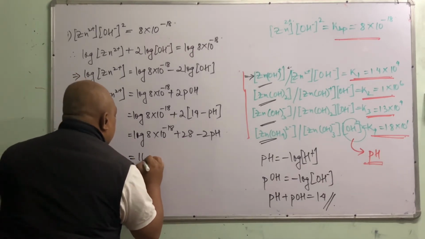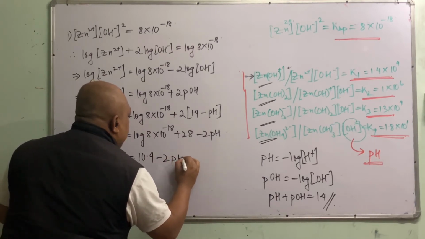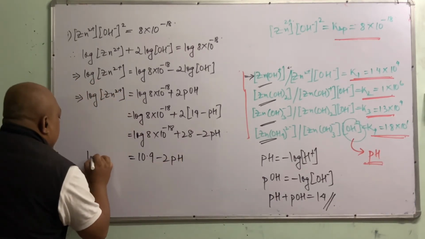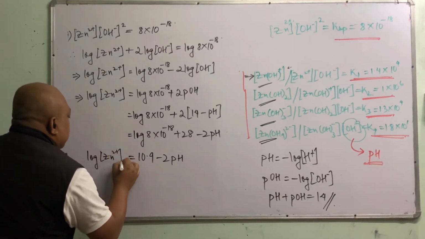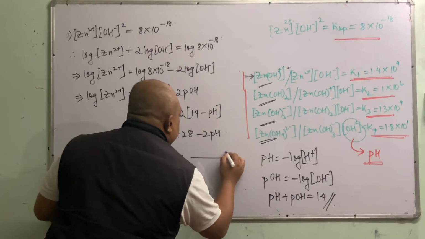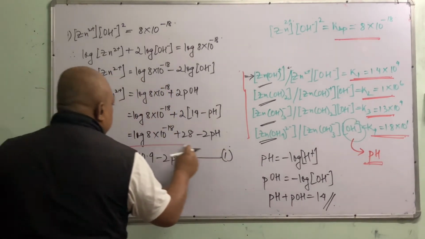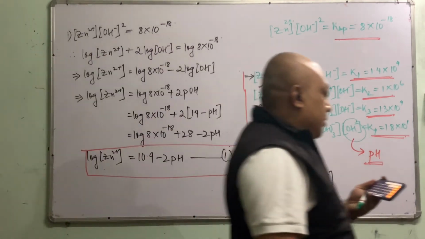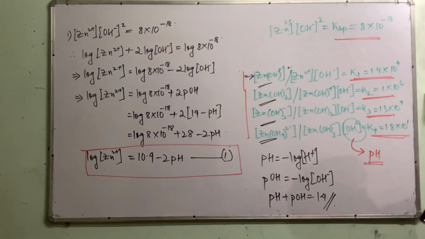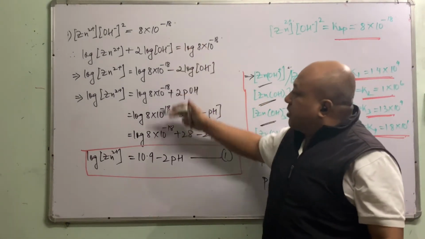It's equal to 10.9 minus 2pH. Log of Zn2+ is 10.9 minus 2pH. This is equation number 1. Please have a look. Now, firstly, we define that by taking the logarithm.